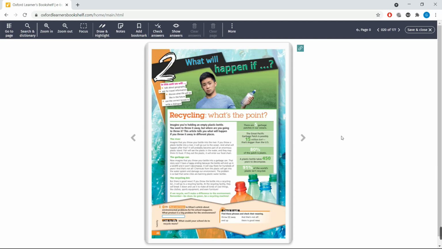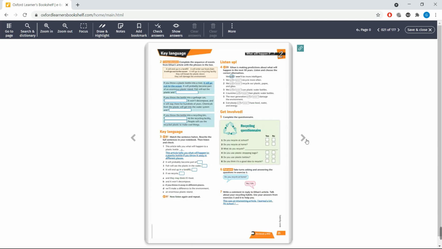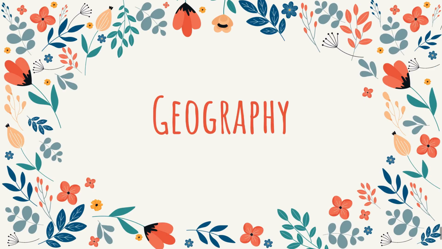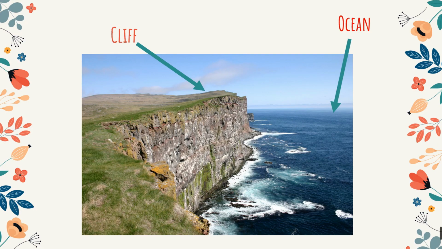Starting with Unit 2. Yes, Unit 2: What will happen if...? And we're going to start first with the vocabulary. In this case, the vocabulary is about geography, okay? So I will show you the words in this unit. Okay, so geography. We start with cliff and ocean.